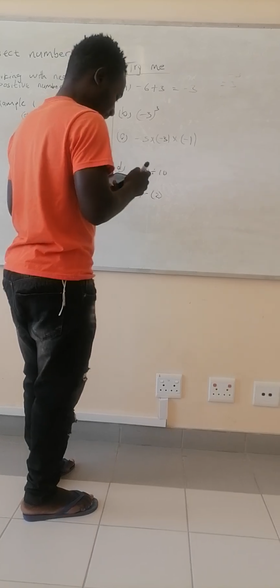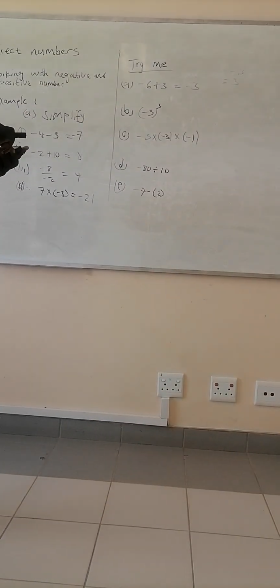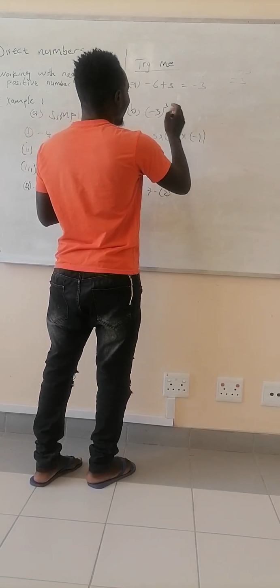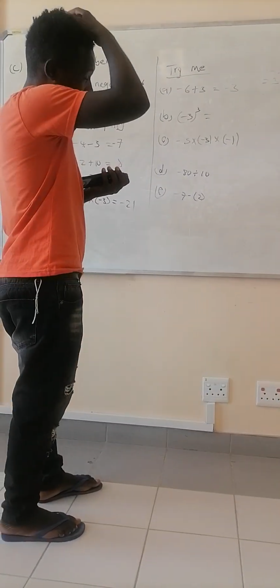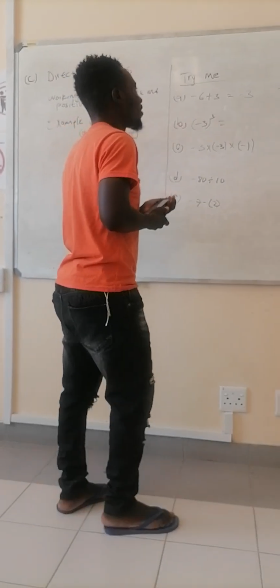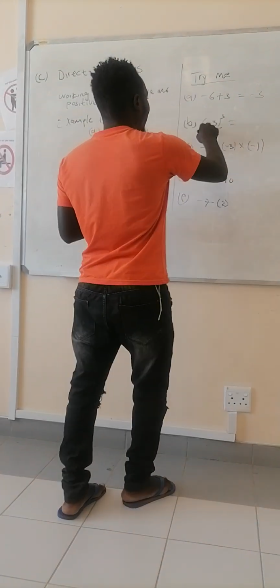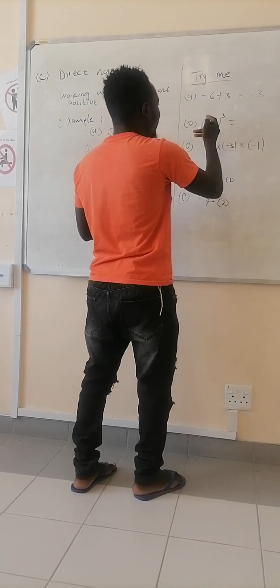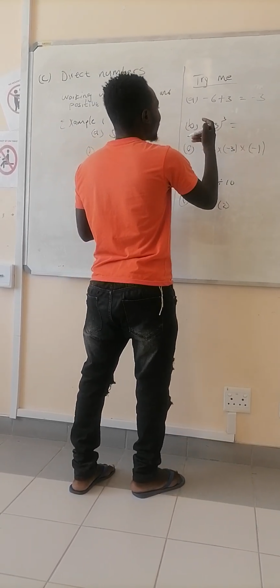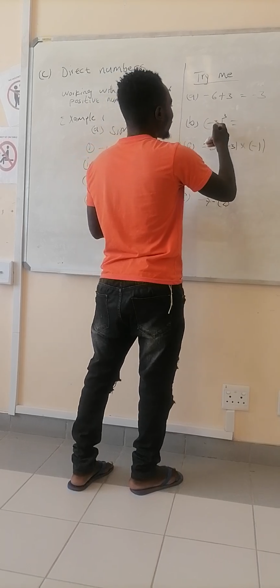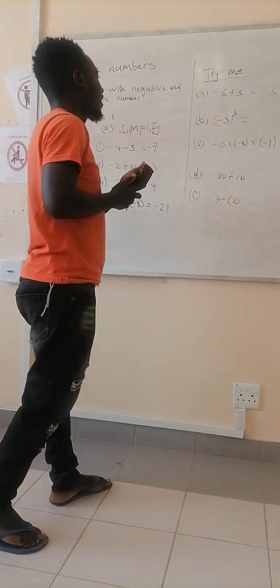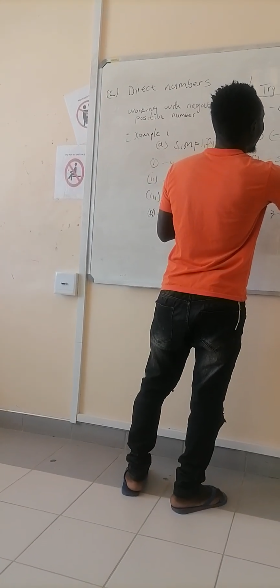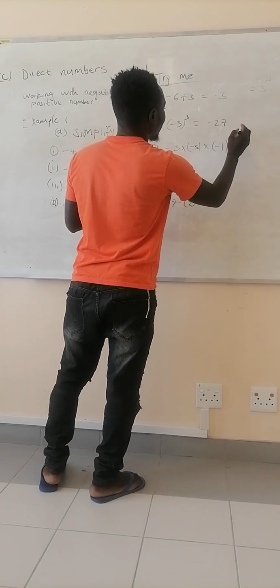When it comes to power, you also have to be careful with power. We have even numbers and odd numbers. When the power is an odd number, the answer will be negative. If it was 2, it will become a positive here. So let's say negative 3 to the power of 3. We say this is equal to negative 27.